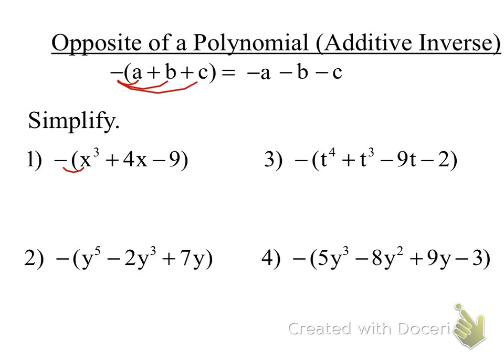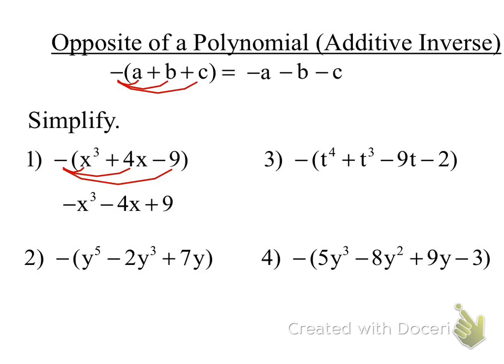Anybody whose name I forget, you can come and collect a Jolly Rancher. I shouldn't record that, but I will do that, Kaylin, Shaylin. Sorry. Okay. Negative, what did you say it was, Shaylin? Negative x to the third minus 4x plus 9. Good.